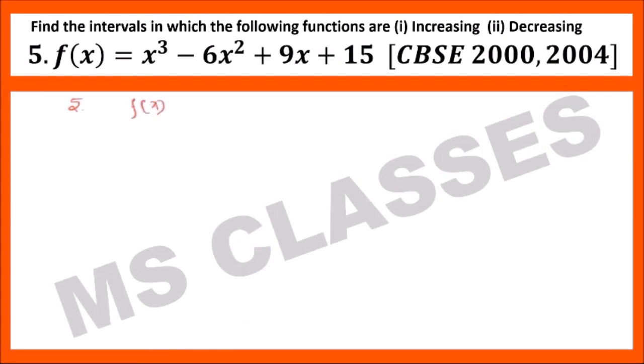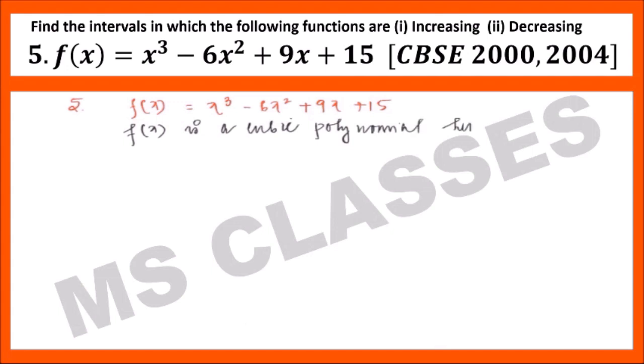Next, f(x) equals x cube minus 6x square plus 9x plus 15. Here f(x) is a cubic polynomial, hence differentiable in R. So f'(x) is 3x squared minus 12x plus 9.